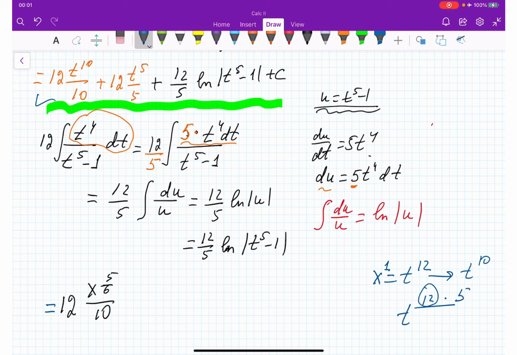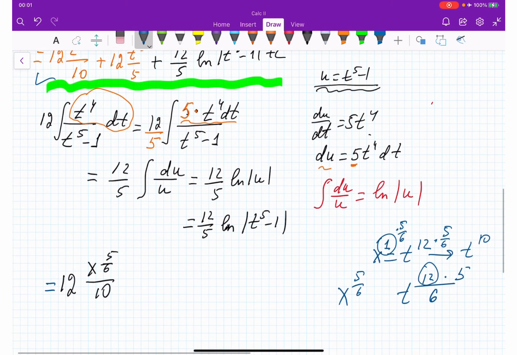That means from 12 I can get 2. I can do that by dividing by 6. 12 divided by 6 is 2, and times 5 is 10. And that's where I got x to the power 5 over 6 from, because here is 1. So if I change it by 5 over 6, that means here I also have to do 5 over 6. All right? Okay, next one.